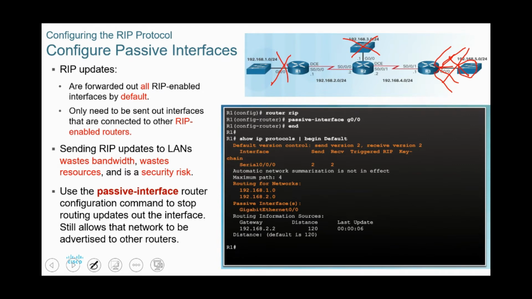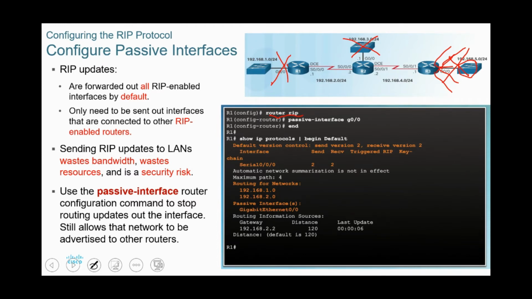When you want to configure it, you can use the command router rip, and then you put passive-interface G0/0 for R1. Then you type the word end. If you want to check whether your configuration is correct or not, you can just use show ip protocols.